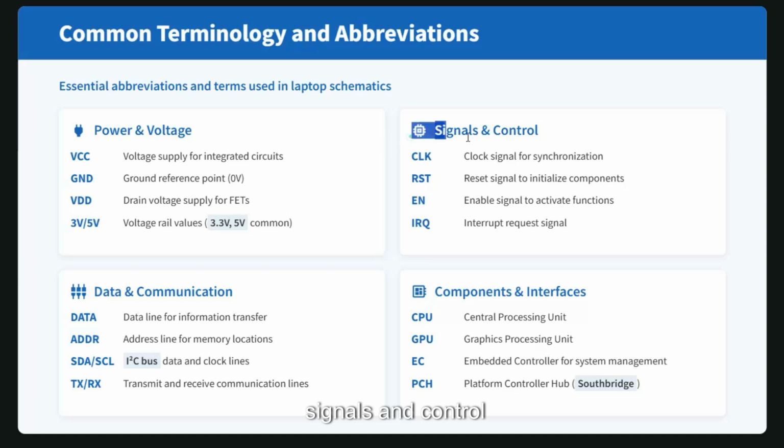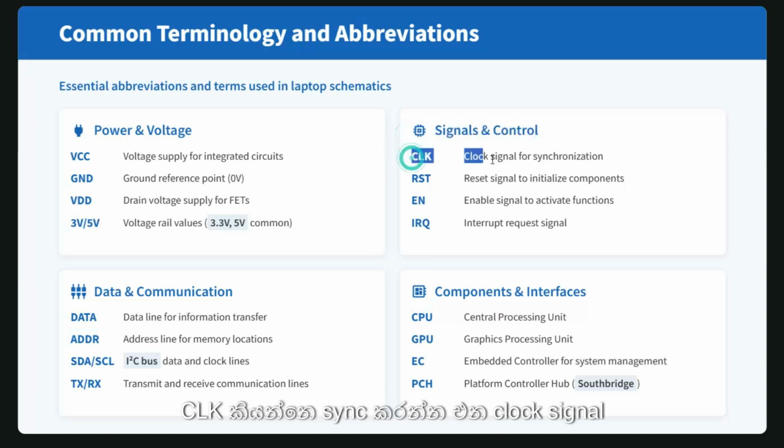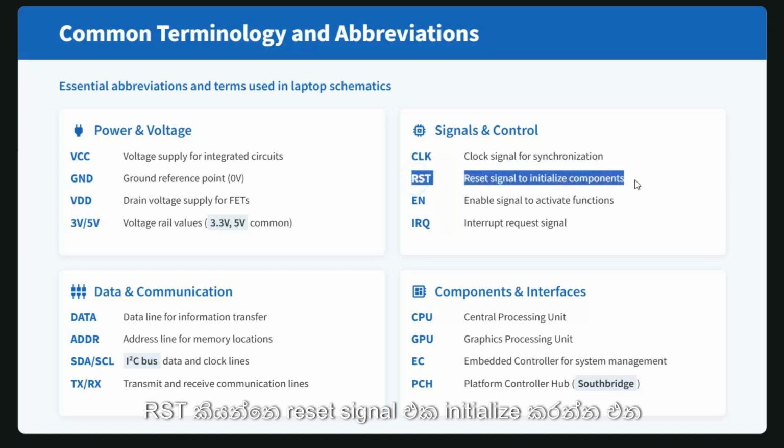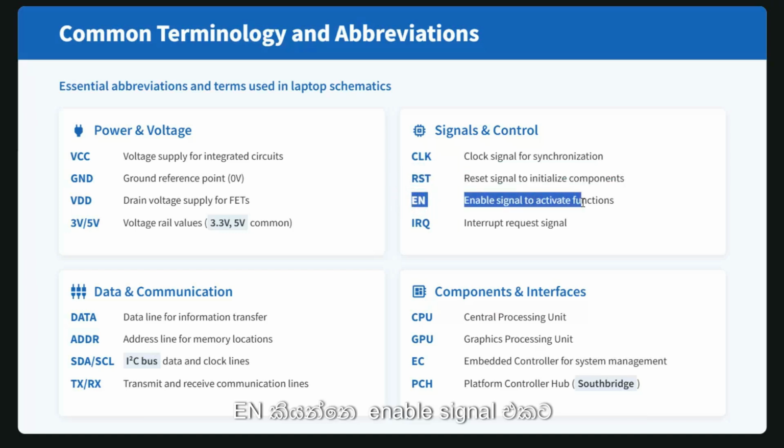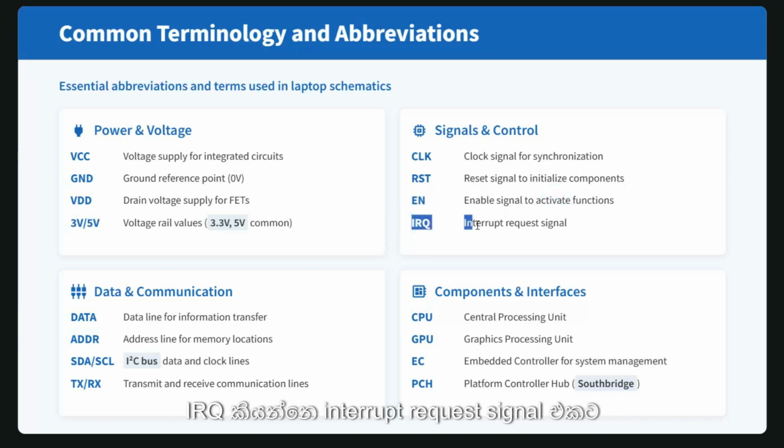For signals and control, CLK is the clock signal for synchronization. RST is the reset signal to initialize components. EN stands for enable, which activates certain functions. IRQ is an interrupt request signal.